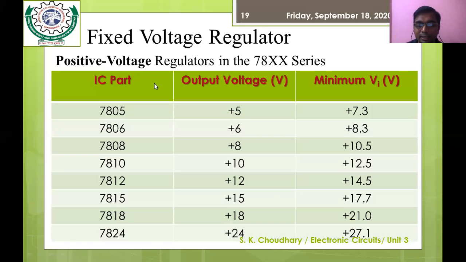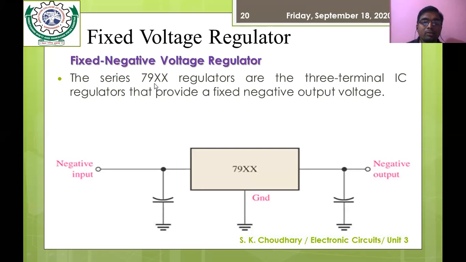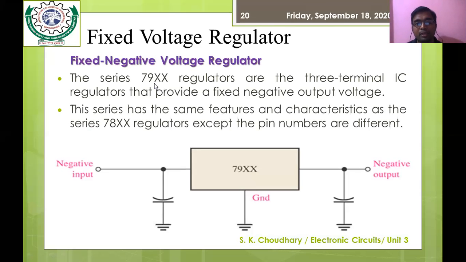Similarly, like the 78 series, negative voltage regulators are also available under the category of fixed voltage regulators, that is the 79 series. It is also a 3-terminal device with the same features and characteristics as the positive voltage regulator. The only difference is that the output is negative in nature. The connections are also the same: one terminal is for input, another is for ground, and the third is for output. But here the output is negative.